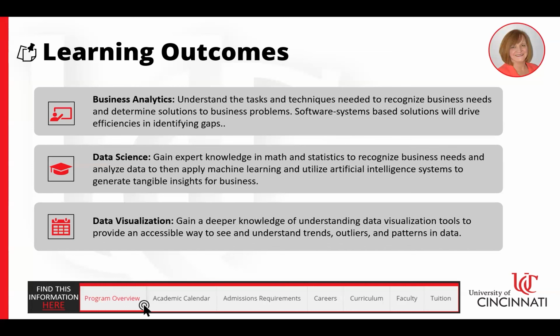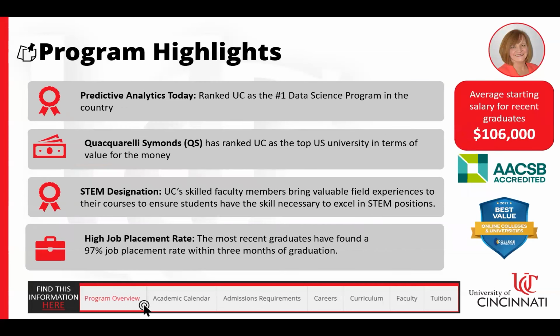Now let me move into the next topic and talk a little bit more about our program. So I think our program is wonderful. I'm a bit biased, but I do think it is wonderful. Actually, Predictive Analytics Today has ranked UC as the number one data science program for at least 4 years. So we are top in the nation from their perspective. It includes our skill sets, the jobs that our students get, and their ability to do data science.